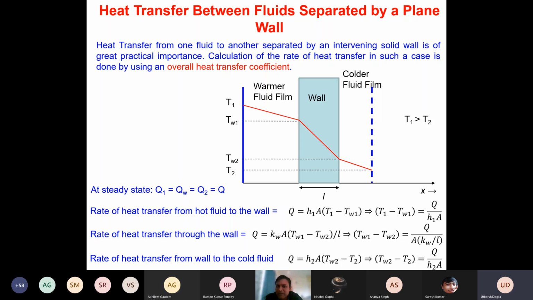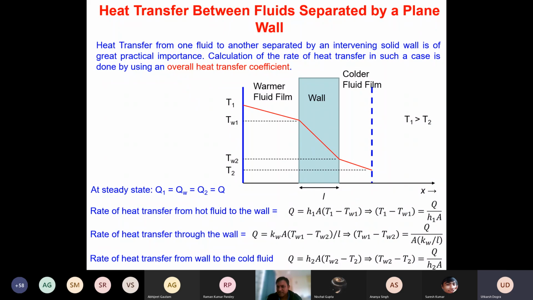Yes, sir. Okay. So heat transfer from one fluid to another separated by an intervening solid wall is of great practical importance, isn't it? And there are numerous examples. I have given you two examples. One example is the boiler furnace, and another could be a double pipe heat exchanger or a shell and tube heat exchanger. We will see both these cases in much more detail later on. So in all such cases, you will see that fluids at different temperatures are separated by a metal wall. So how to quantify heat transfer in such cases?